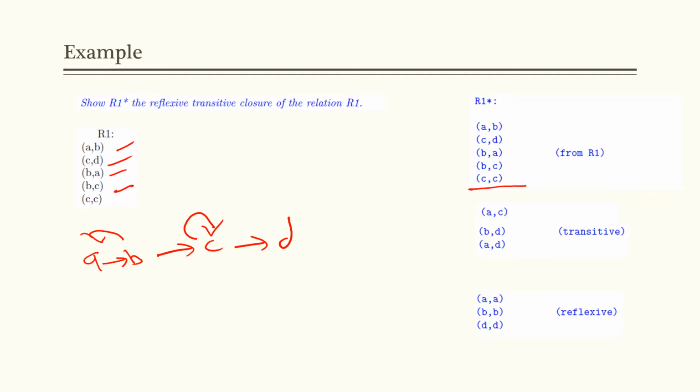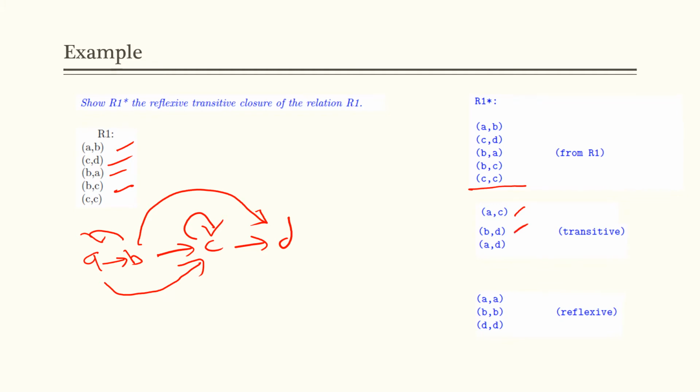For transitive, it says that when you have A to B and B to C, you need to have A to C as a transitive. You can see here, you have A to B, B to C, then the transitive closure will be A to C. So that is the first one. Next, starting from B, you have B to C, C to D, so the transitive will be B, D. If you have a way from B to C and another way from C to D, it means you can go from B to D. That is transitive.